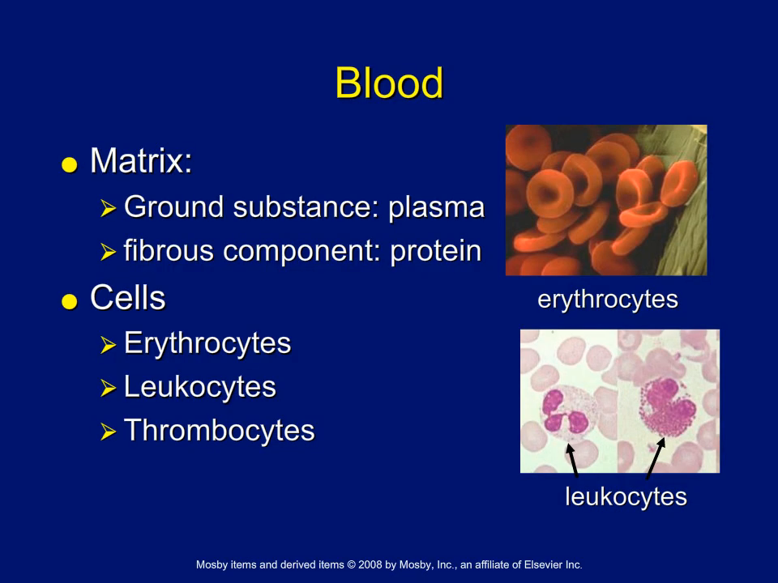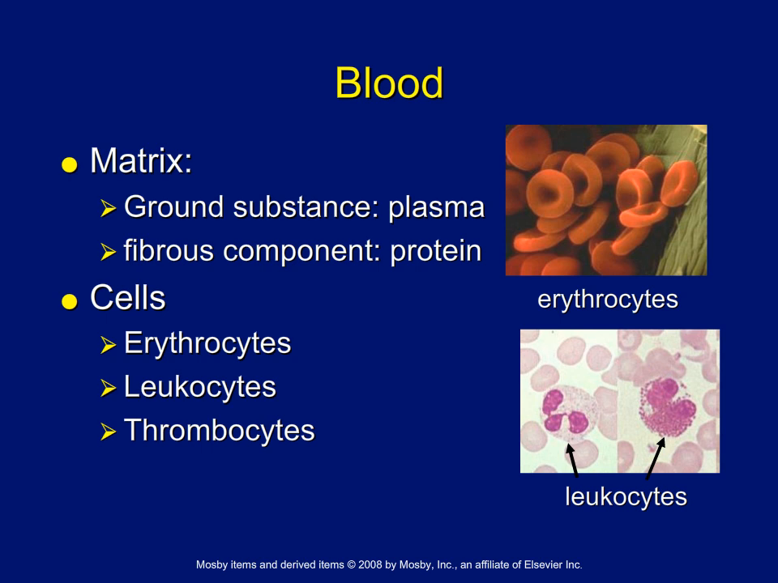Okay, our last type of specialized connective tissue is blood, and blood is certainly probably the weirdest specialized connective tissue you're going to see. And one of the reasons I think it's so weird is that here the ground substance is primarily going to be liquid, and this liquid is called plasma. Now plasma is made up primarily of water and a little bit of dissolved protein.